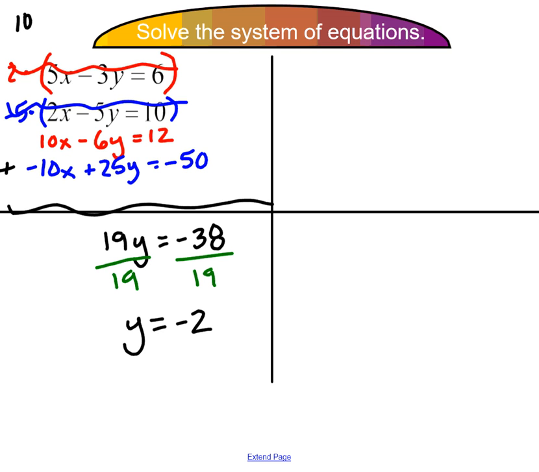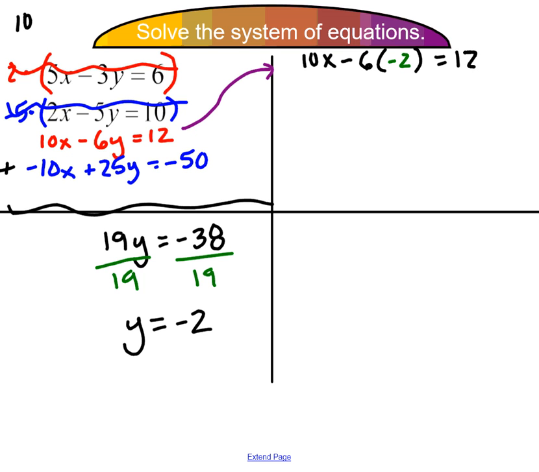Keep going. I can now use any equation I want. I'm going to use my red equation just because. So I say 10x minus 6 instead of a y. I know I can put negative 2 there. Equals 12.